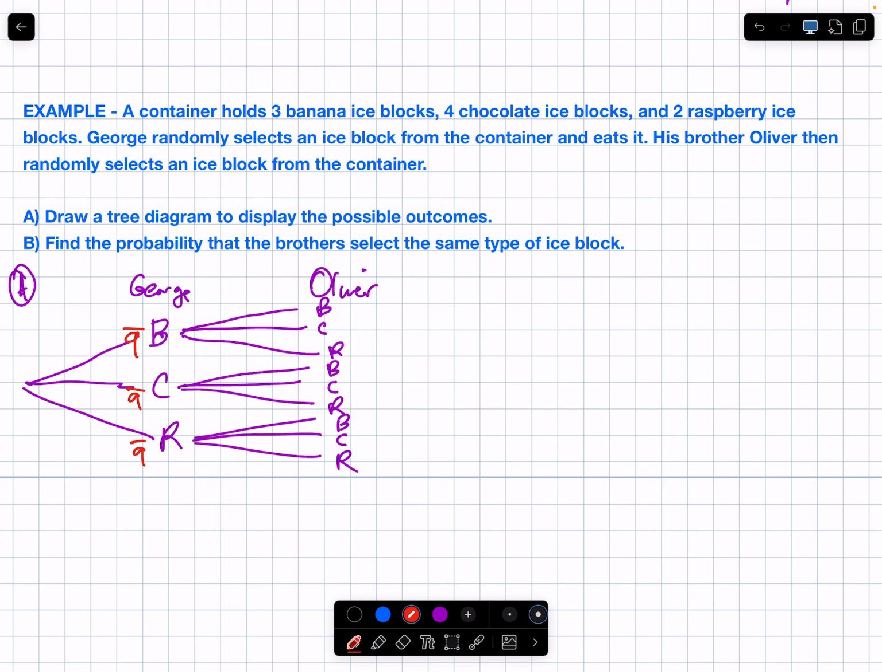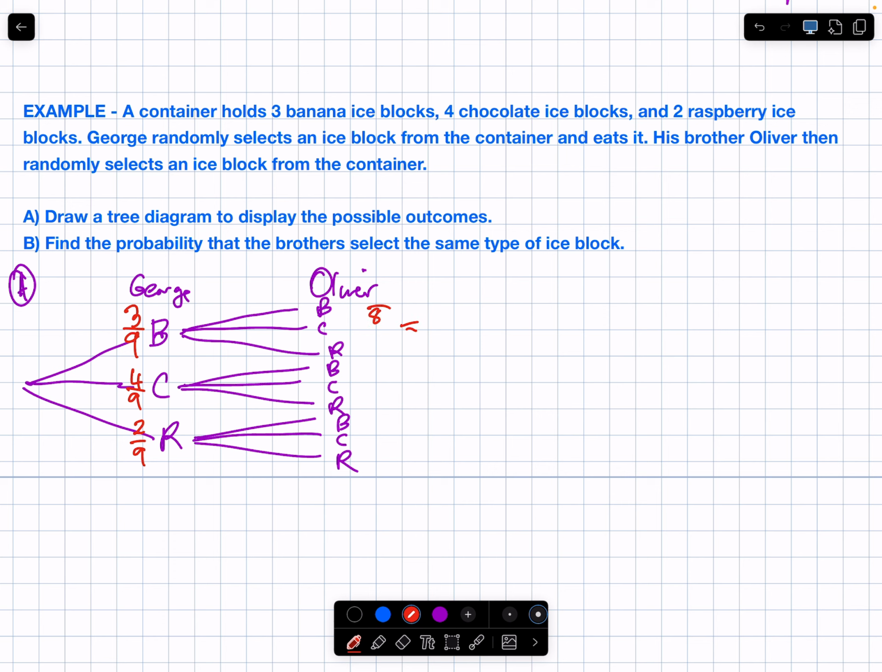What's his chance of getting banana? 3. Next, 4. 2. 3 plus 4 plus 2 is 9. But now, you have to dig into this and actually look at the branches. What's the number going to be? All of them are going to be over 8.